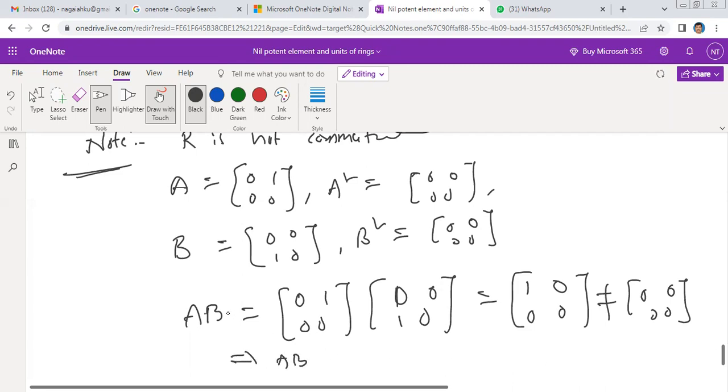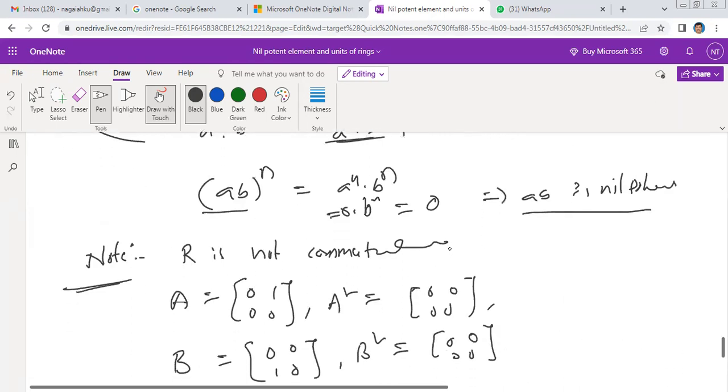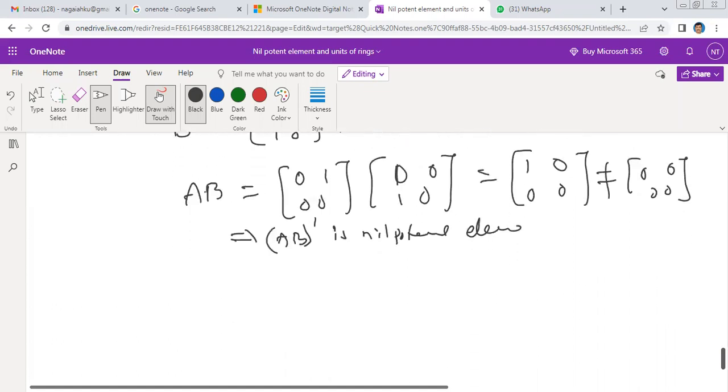AB is not a nilpotent element. No power is needed. What power of AB should we take? Let us take AB power 1. AB is not a nilpotent element because the matrices are not satisfying the commutative property. Here I have taken R as M2R. So it is non-commutative, so that AB is not a nilpotent element. It's clear? So only when there is commutativity does it satisfy the nilpotent property. Remember that. Right? So the third property: if AB is a nilpotent element, is BA also nilpotent?